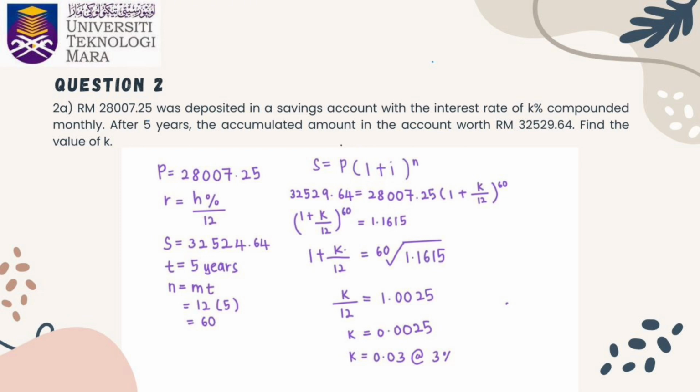The first step, we need to divide 32,529.64 by 28,007.25, which equals 1.1615. After that, we move the power of 60 to the left, so it becomes the 60th root of 1.1615, which equals 1.0025.